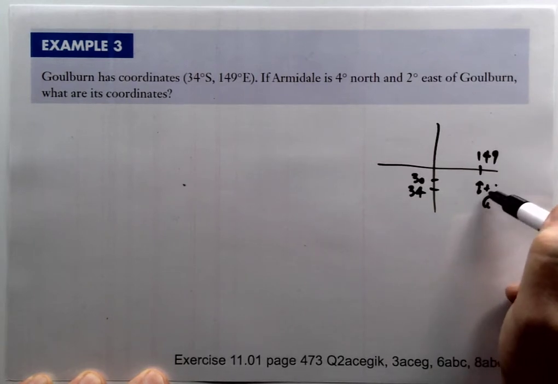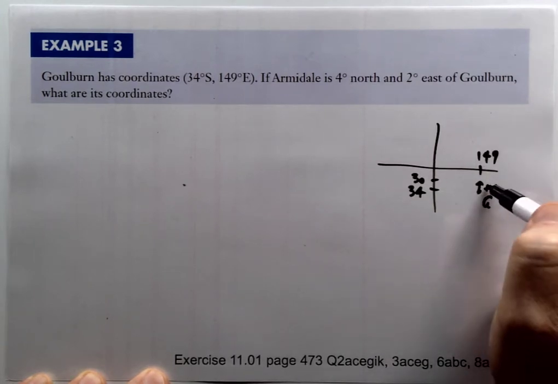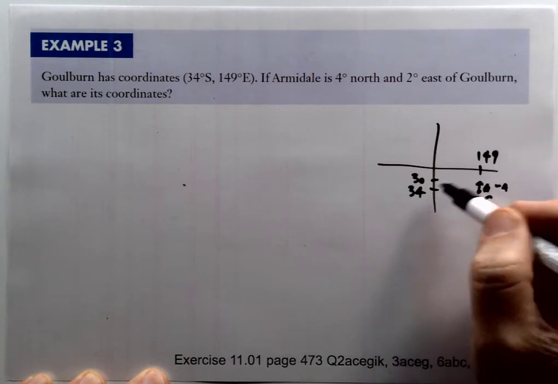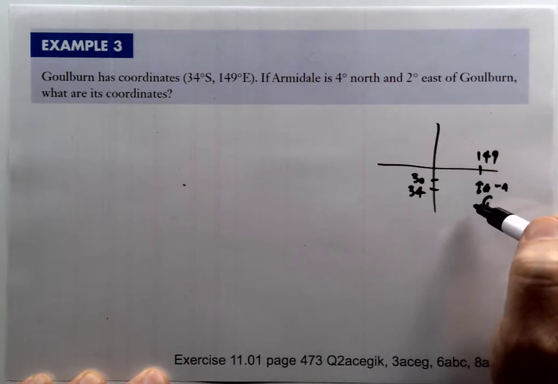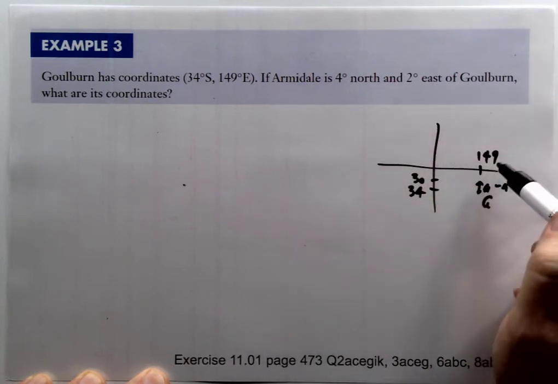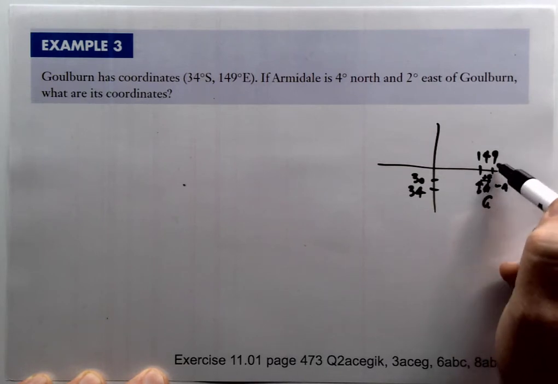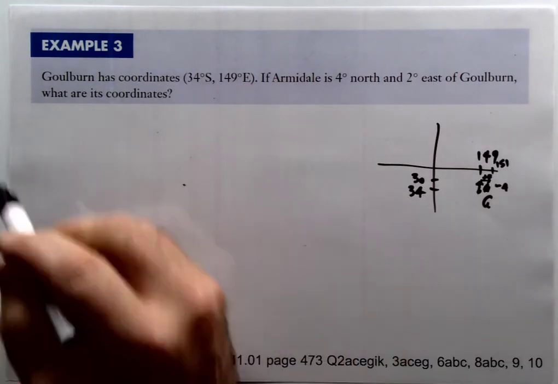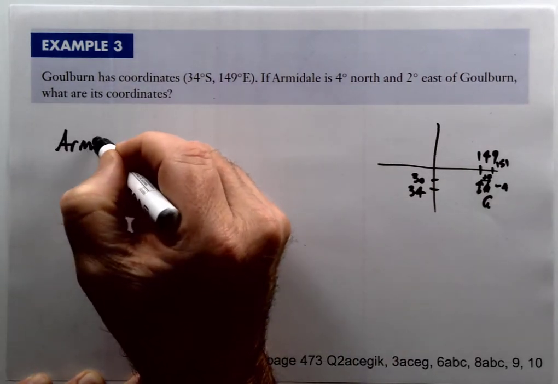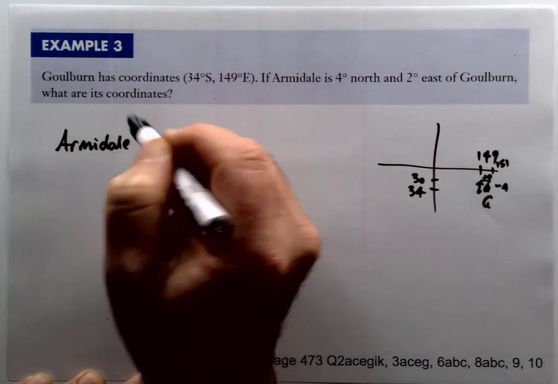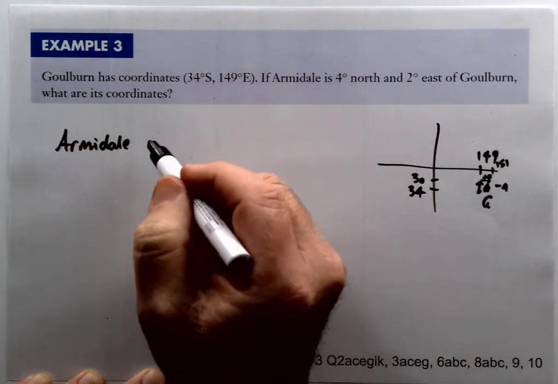So what we've done, look, we've gone up by 4, but really we've subtracted 4 from the amount of southing, if you like. And it's also 2 degrees east, so we need to go another 2 degrees, and we need to add 2 to make that 151. So you can see on the diagram that's relatively straightforward.